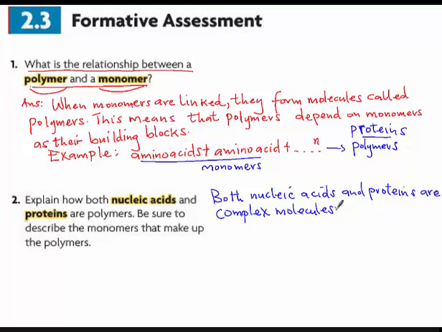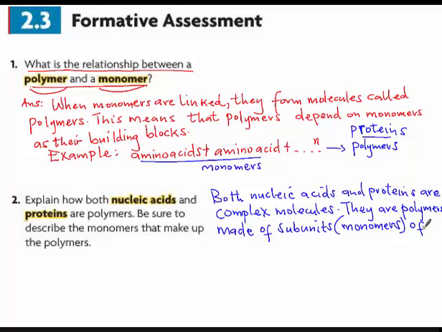What we mean by them being complex molecules is that they are polymers made of subunits, in this case monomers, made of subunits of different types.